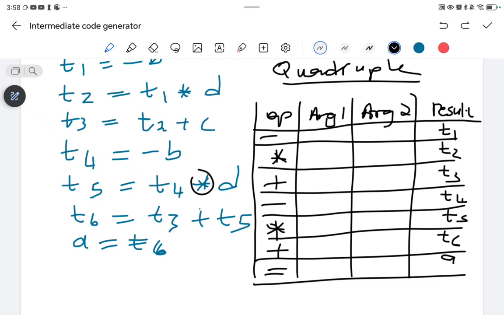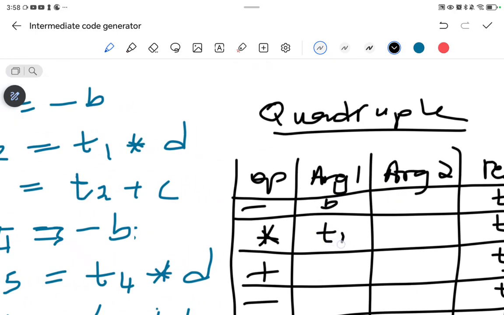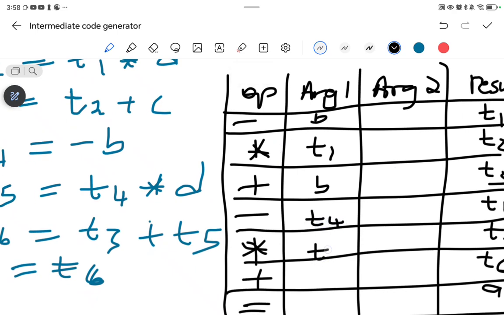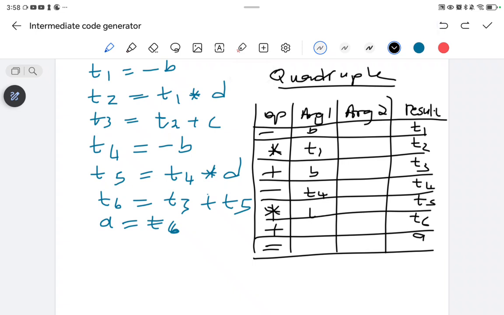Then now I can look at the left operands. Left operands, I have B, T1, B, T4, T3. Did I forget something again? Oh, I forgot T2 here. T2, B, T4, T3, T6. And then the right operands is T5, D, C, D. I'm done with the quad, right?